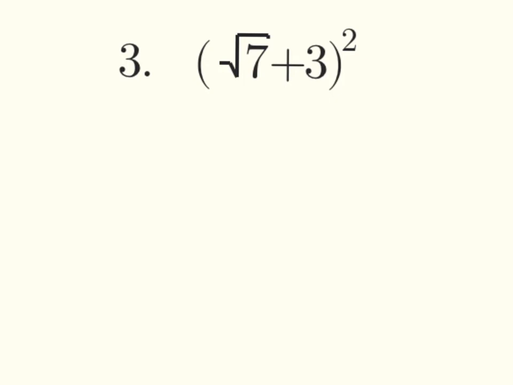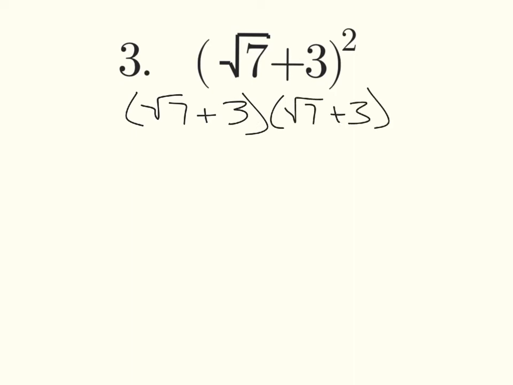Our final problem is like a perfect square binomial, where we are going to want to write it out, write two of them, like so. Okay, so once again, we're going to distribute. So the square root of 7, square root of 7. If you need to, let's put a 1 in front. It's 1 square root of 7 times 1 square root of 7. That's going to equal square root of 49, or 1 square root of 49.